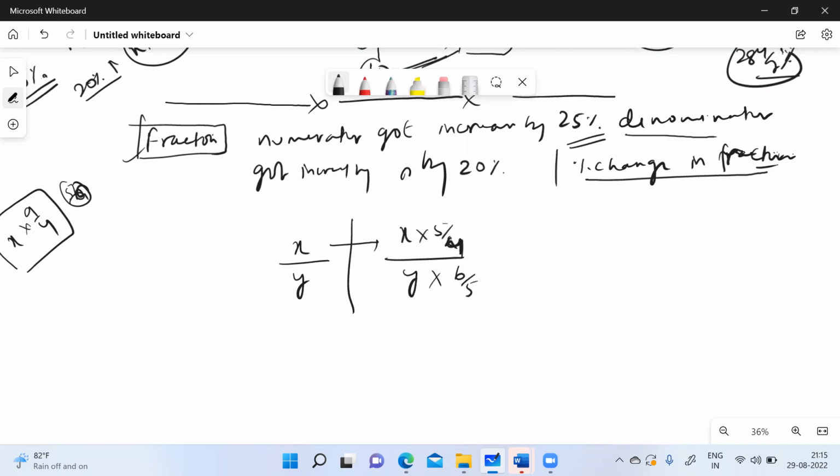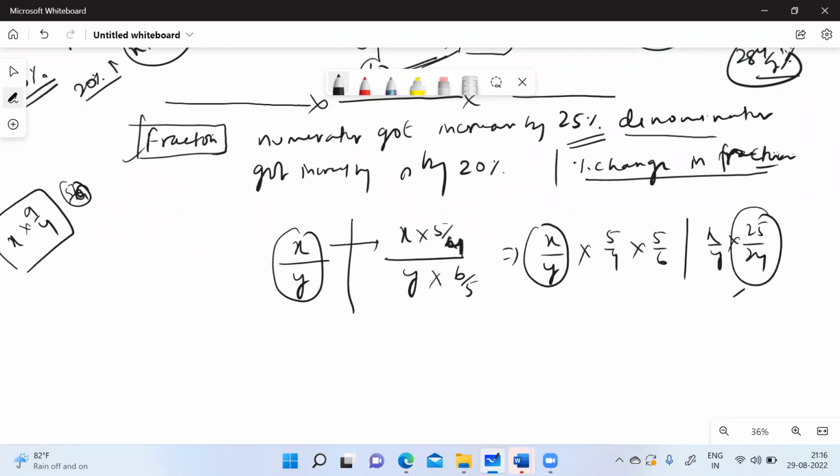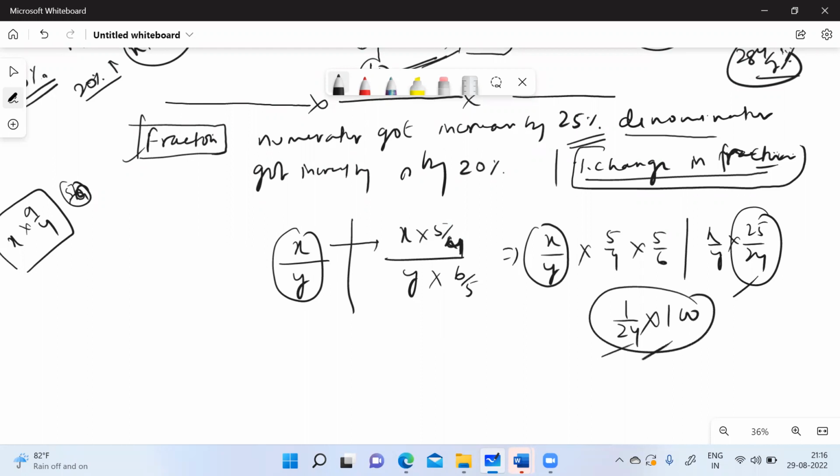6/5. And to calculate the percentage change, I will keep the original quantity intact, and it will become 5/4 into 5/6, which is 25/24. x by y into 25/24. So what is happening here? Is it increasing or decreasing? It's increasing. By what fraction? 1/24. हाँ, तो आपको अगर परसेंटेज चेंज फाइंड आउट करना है तो you just have to multiply 1/24 into 100. So this will be your percentage change.